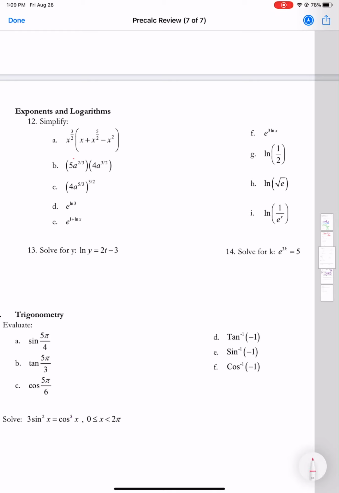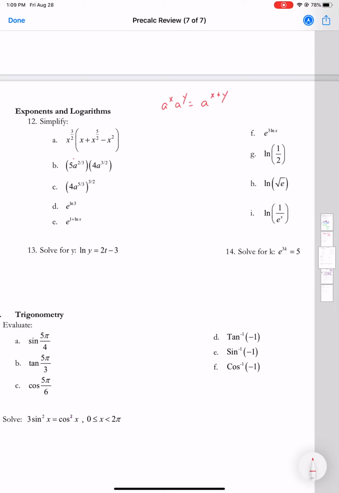So some properties of exponents, if I have the product of two things with the same base, like a to the x times a to the y, I add those exponents together. So that's kind of what's going on here in A. So to multiply these, you would just add the exponents. There's some adding fractions in there, but it's really not bad.